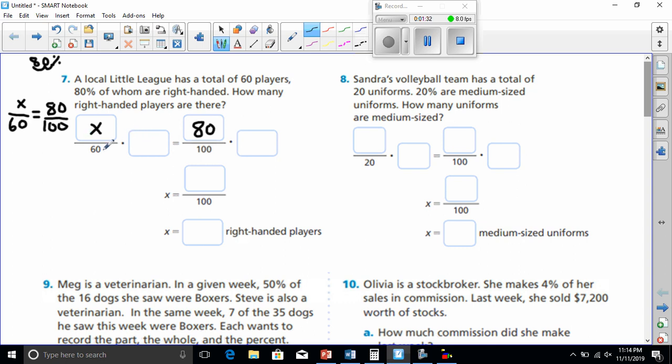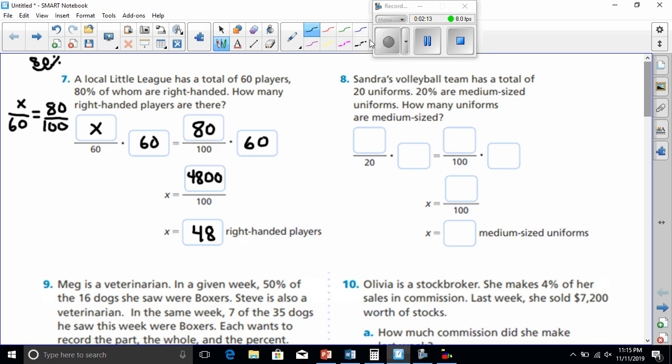And I'm thinking they went to the second step, which was where, since I'm dividing by 60 to get X alone, I have to multiply by 60. And whatever I do to one side, of course, I'll do to the other. And now these will cancel each other out, leaving X alone. And well, 8 times 6 is 48. And since each of them has a 0 at the end, I know this is going to be 4,800. 4,800 divided by 100 is going to be 48. So that means 48 out of the 60 players will be right-handed.